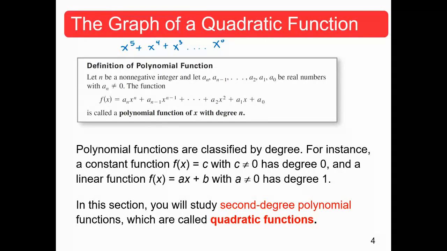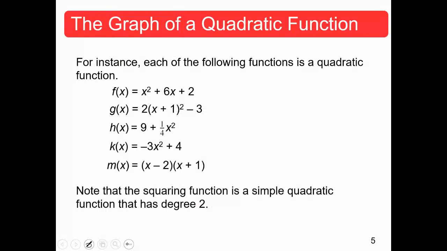Okay, and in this, we are really focusing on the second degree, the x squared, which is quadratic functions. So here we go. All of these are quadratic functions. How do I know? I look at the highest degree. There's a 2 here, there's a squared, here's a squared, here's a squared, and remember x times x will give you x squared, and that's how we know these are all quadratic functions, because the highest degree is 2.